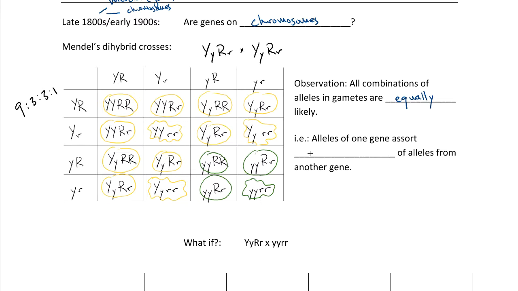And he formulated that into his law of independent assortment. The alleles of one gene assort independently of the alleles from another gene. The 9:3:3:1 ratio that you see here is really two 3:1 ratios superimposed on each other, showing that the alleles of each gene are assorting independently from the other. But what if he had gotten different results instead?